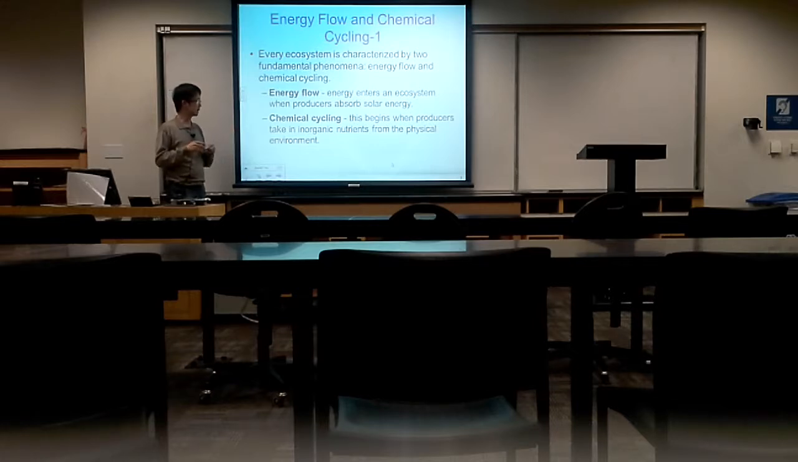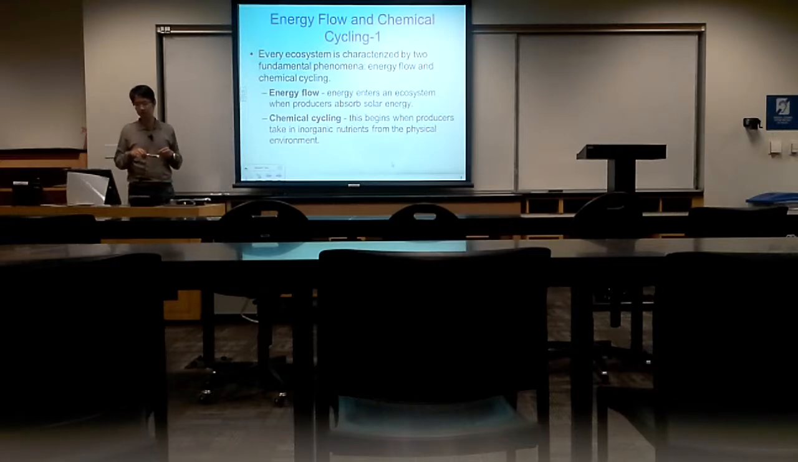And then chemical cycling is that when the producer takes in the inorganic nutrients from the earth, it will pass to the consumer, let's say the herbivore. And then when the carnivore eats the herbivore, the nutrients will pass from the herbivore to the carnivore, and so on and so forth. So all this chemical cycling is basically using the earth's resources and then distributing them into our ecosystem.